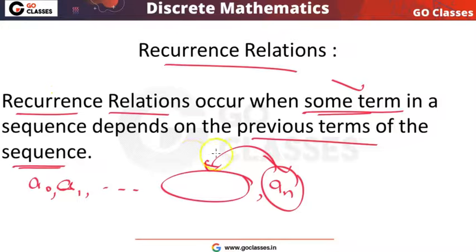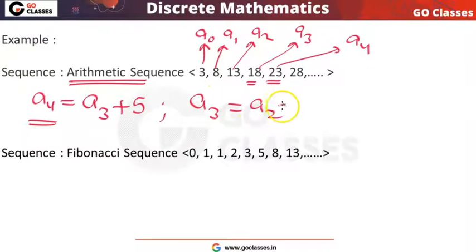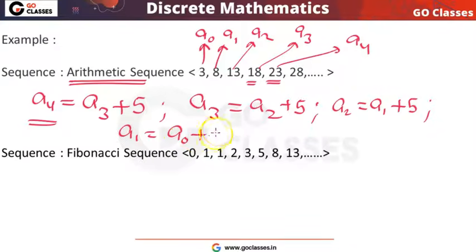As I told you, in recurrence relations, if we have a term an, any term will depend on some of the previous terms. Here, whatever term you take depends on the previous term. A4 depends on A3, so A4 is equal to A3 plus 5. Similarly, A3 is equal to A2 plus 5, A2 is equal to A1 plus 5, and A1 is A0 plus 5.